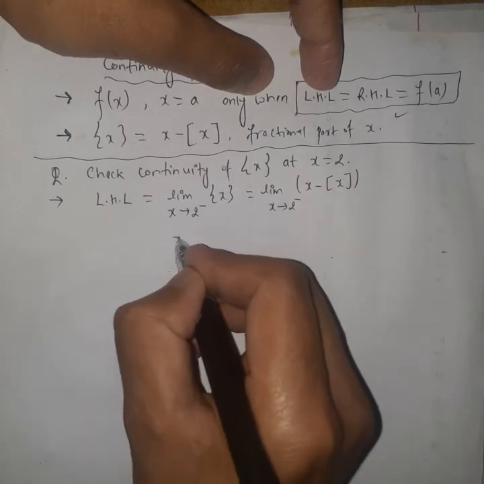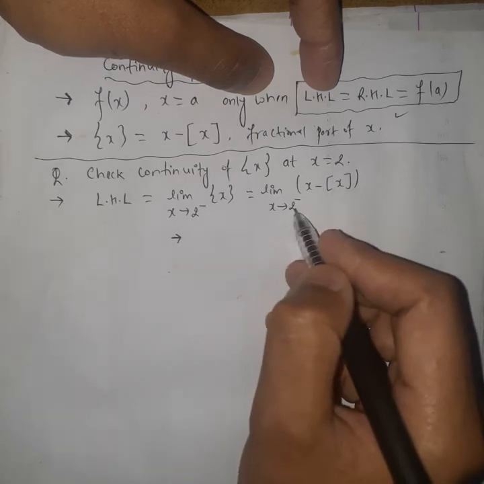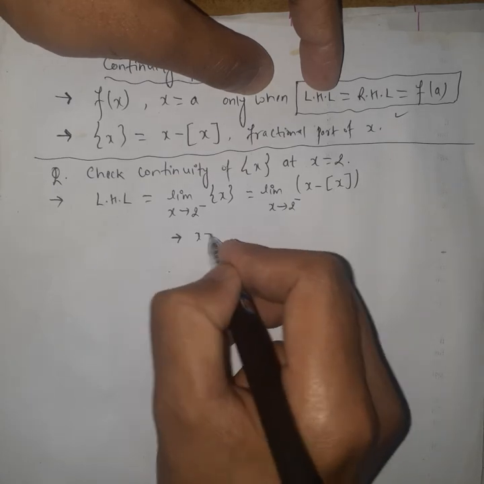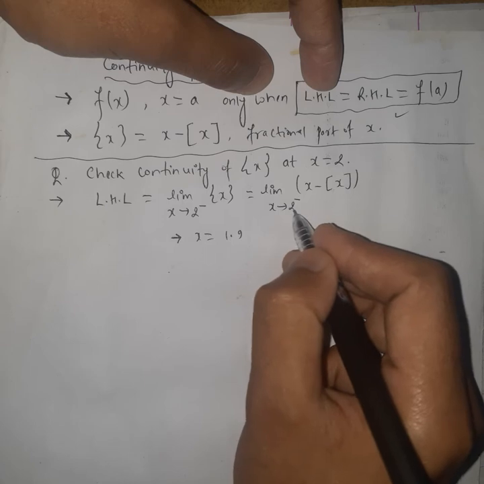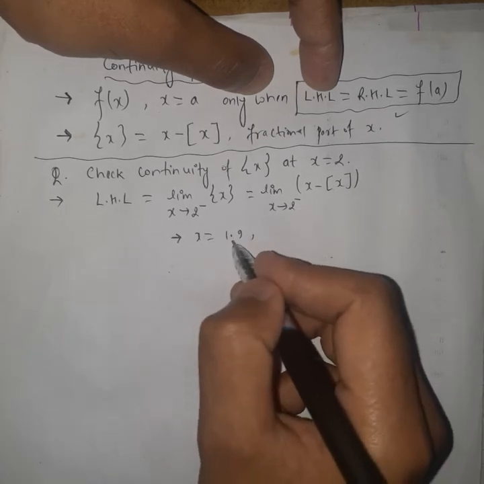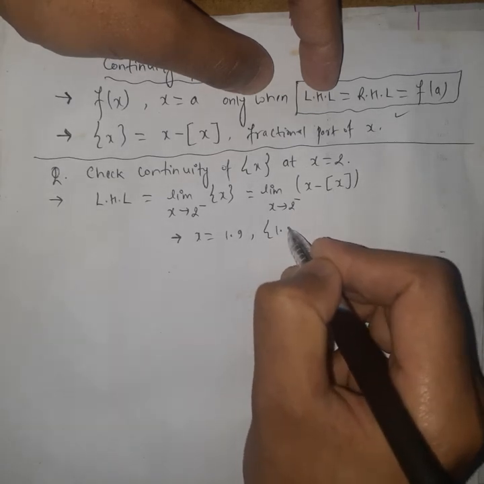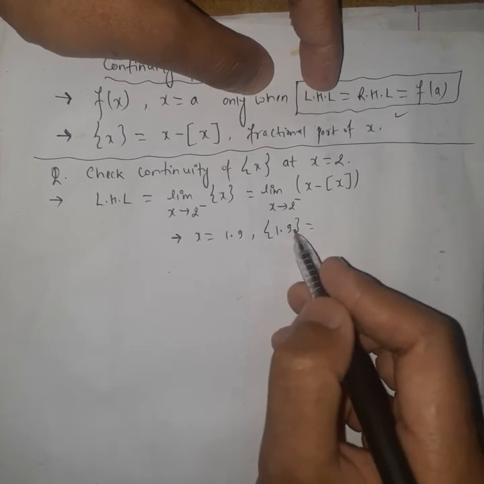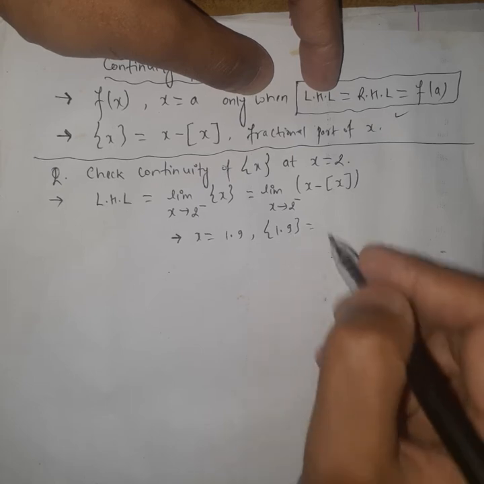Let's choose some values of x just less than 2, very close to the number 2 from the left side. Let's take the value of x as 1.9, which is very close to 2 from the left side. Let's calculate the fractional part of 1.9, and it is just 0.9. Here the fractional part is just 0.9.